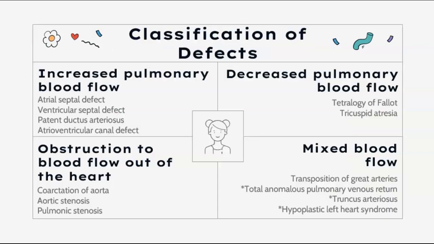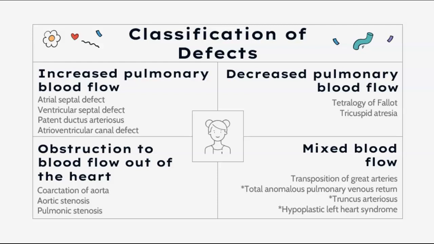There are different classifications of congenital heart defects. Increased pulmonary blood flow includes atrial septal defect, ventricular septal defect, patent ductus arteriosus, and atrioventricular canal defect. There is an abnormal connection between the high pressure left side to the low pressure right side that occurs, and it causes increased pulmonary blood flow. Signs and symptoms will most often show heart failure.